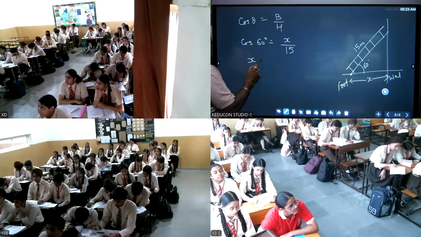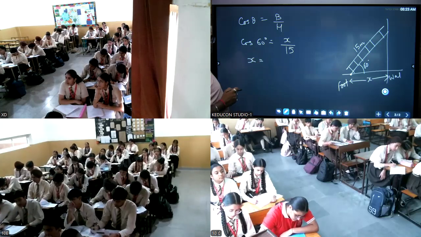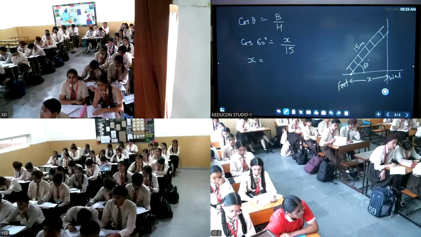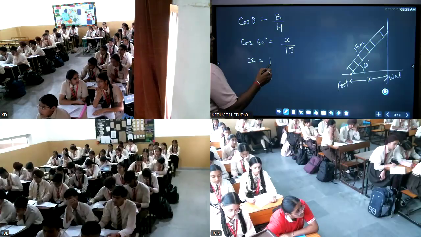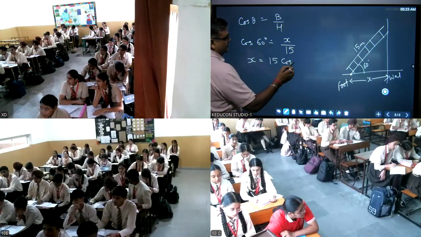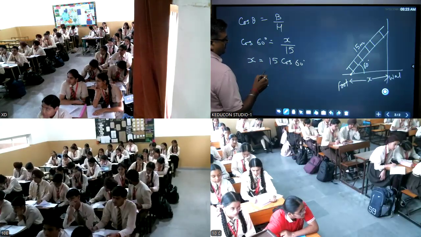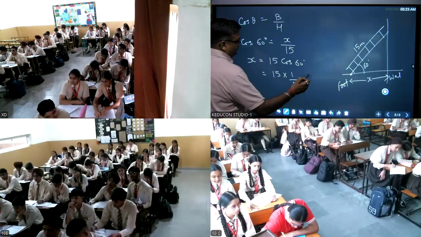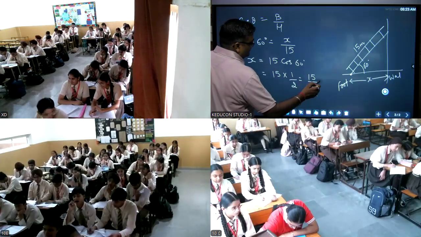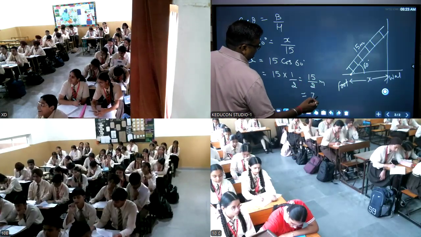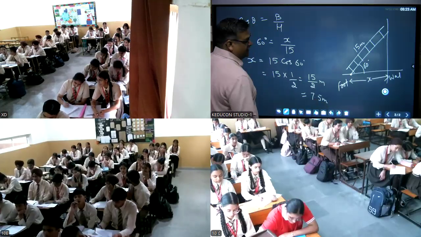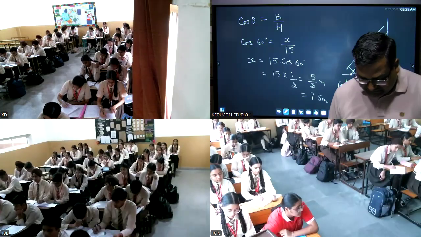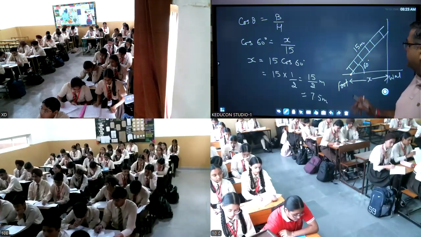So x will be equal to cos 60. What is the value of cos 60? 1/2. So that is 15 into 1/2. That will be 15/2 meters or 7.5 meters. The distance between the foot of the ladder and the wall is 7.5 meters. So here the option B is given.